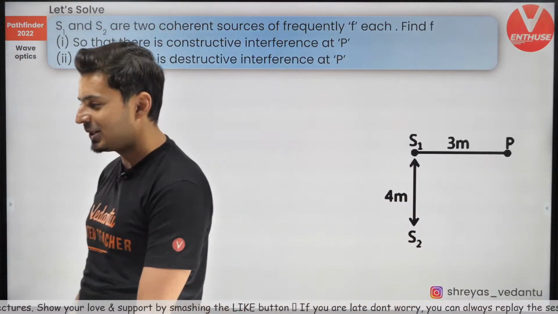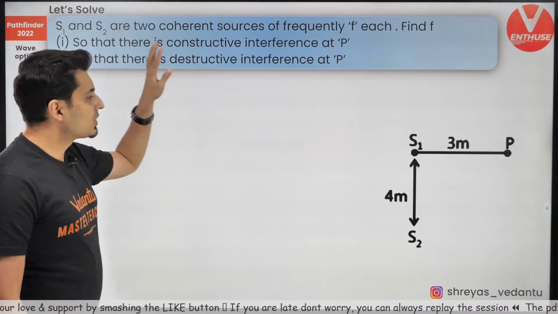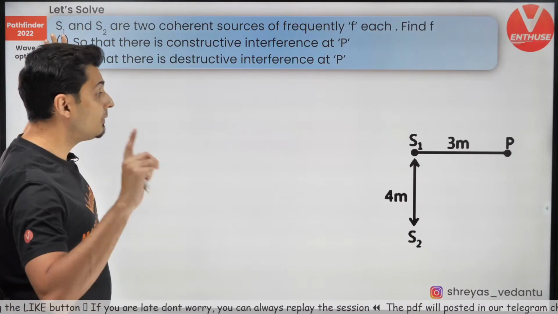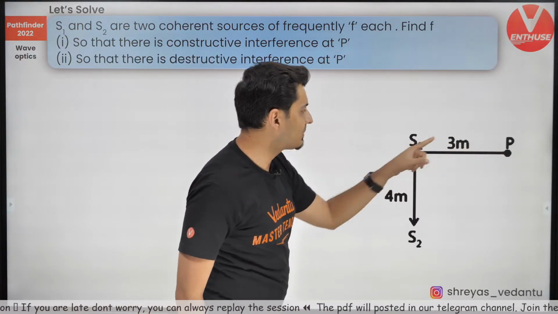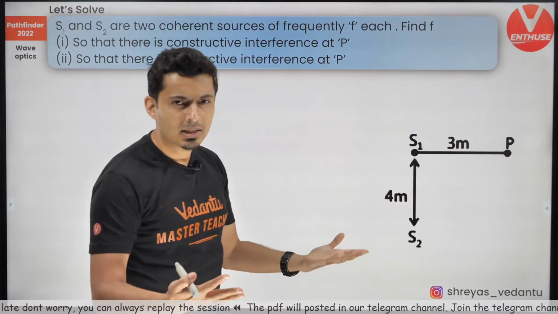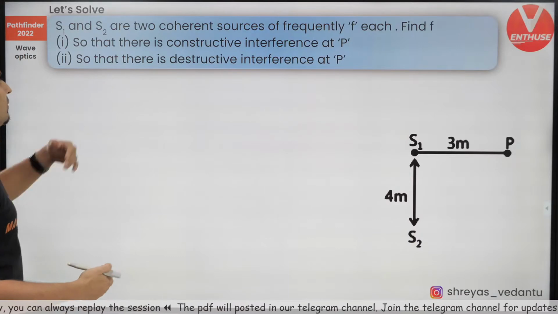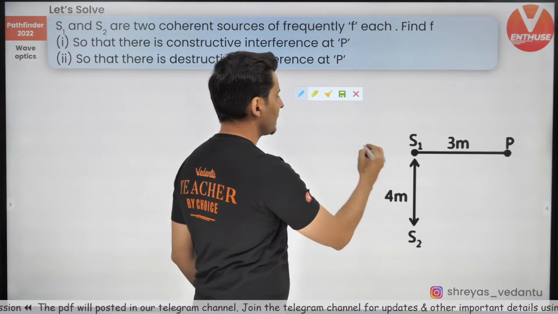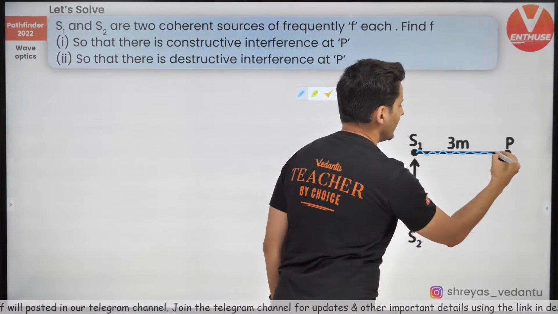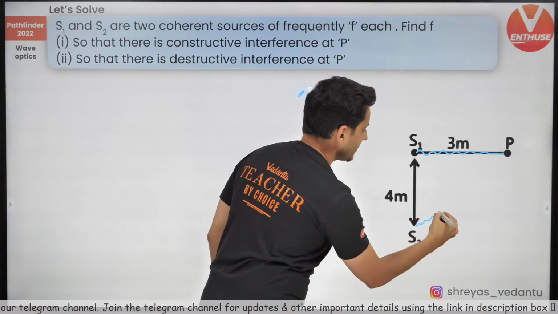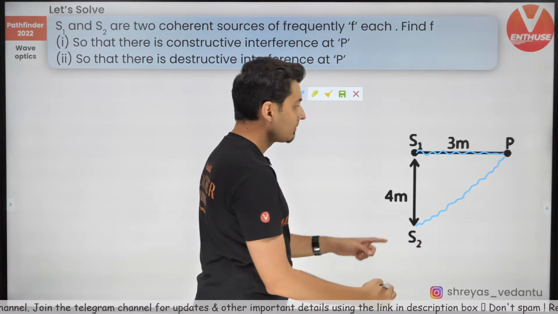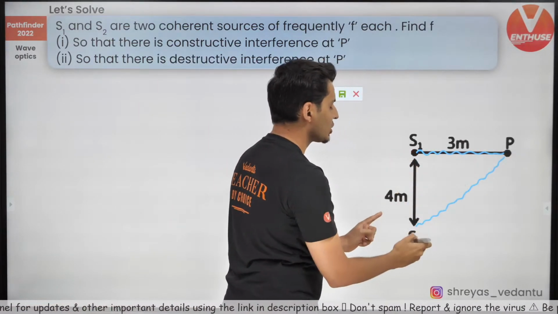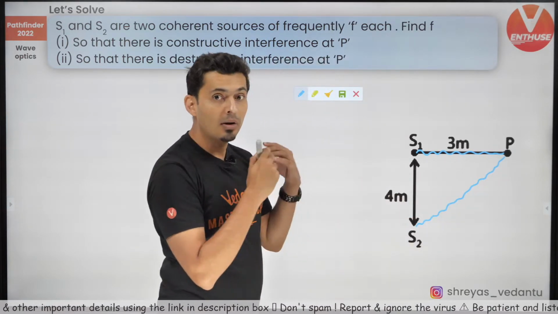Moving on to the next question coming up on your screen. What do we have? 2 sources, S1 and S2. They are coherent and of frequency F. Find the frequency for which, if you are at this point, the waves meet constructively, and the second question is for destructive interference. So let me make you visualize this first. Source 1 produces some wave, it reaches point P, and source 2 also produces some wave and it also reaches P, but they don't reach simultaneously. Why? Because this has to travel a shorter distance, this has to travel a longer distance.